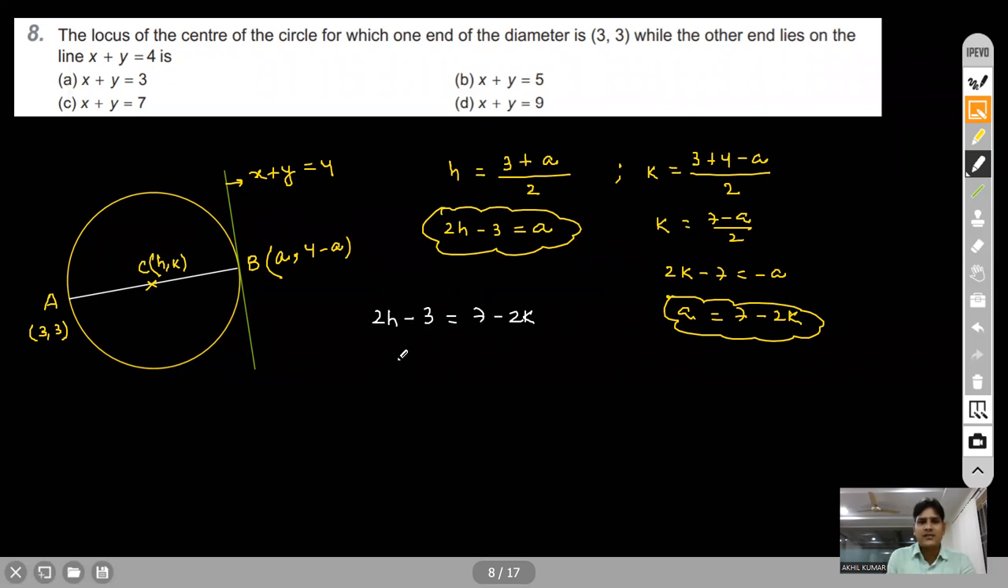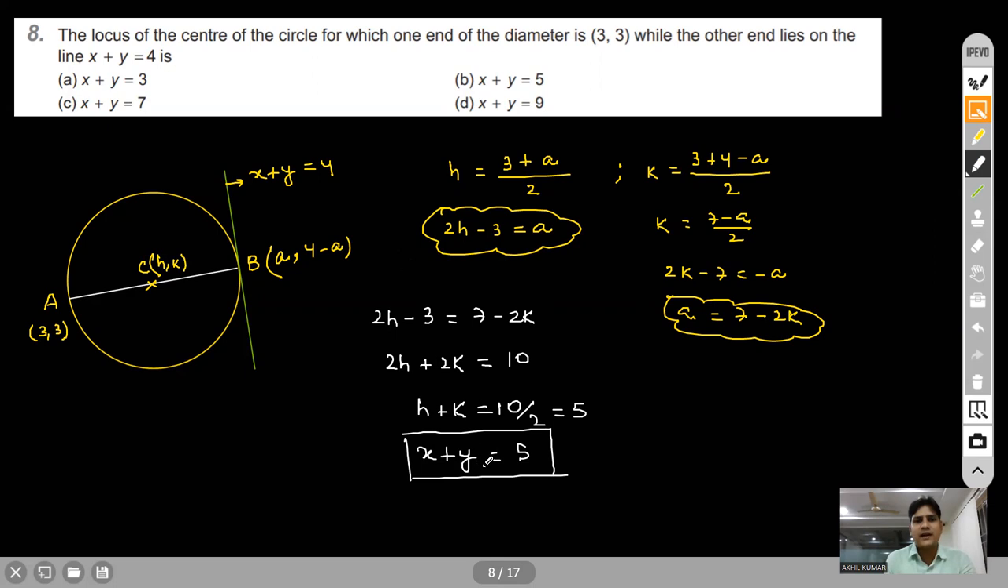So from here we get 2H plus 2K is equal to 10. Okay, 2H plus 2K, 7 plus 3, 10. From here we get H plus K is equal to 5. Now replace H and K by X and Y. So we will get X plus Y equal to 5. So the locus of the center of the circle will be a straight line, X plus Y equal to 5. So our answer will be option B.